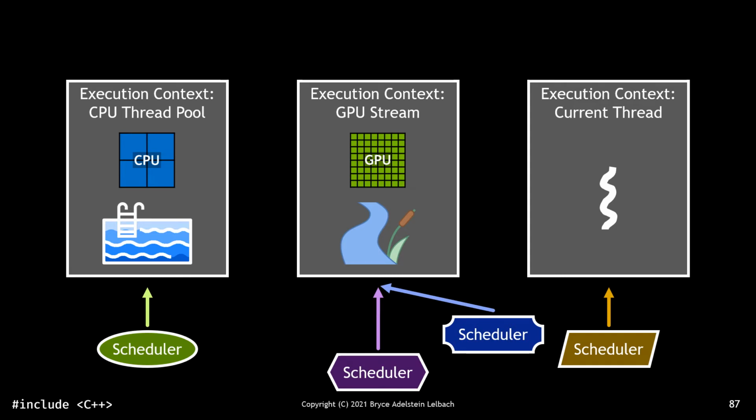Multiple schedulers may refer to the same execution context, including multiple different kinds of schedulers. For example, you might have two schedulers that submit work with a different priority. You might even have a scheduler that dispatches work to multiple different execution contexts. We use schedulers to produce senders that will perform work on the execution context associated with the scheduler. Once we've obtained a sender from a scheduler, we can compose work on it.